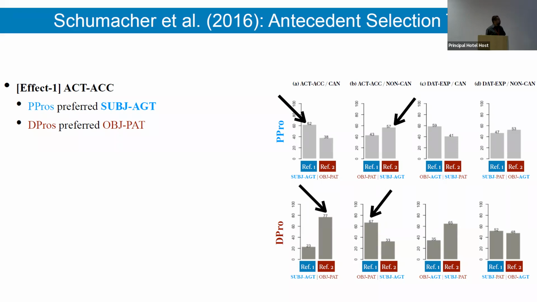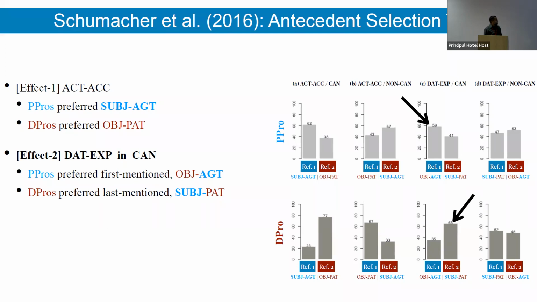And for demonstrative pronouns, it's just a preference. It's still possible to refer to the other referent, but there is a stronger preference. Whereas the preference for the demonstrative pronoun is in the other direction. This is what we would have expected.